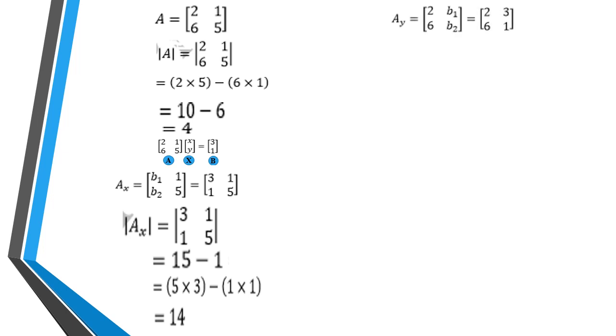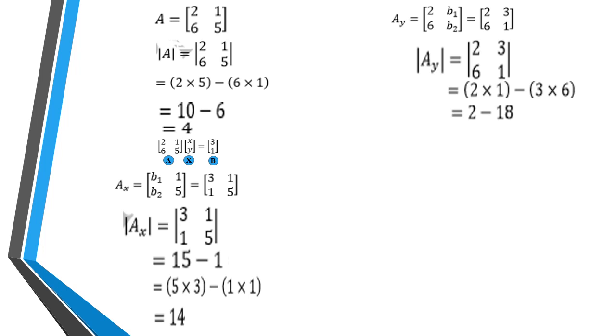Now you have to find Ay. For Ay, you write the first column of matrix A as it is and B1 and B2 in column 2. For example, you can see I marked over here 2 and 6 in the first column, 3 and 1 in the second column of Ay. Now you have to find the Ay determinant. 2 multiply with 1 minus 3 multiply with 6. 2 1s are 2 minus 3 6s are 18. 2 minus 18 is equals to minus 16.